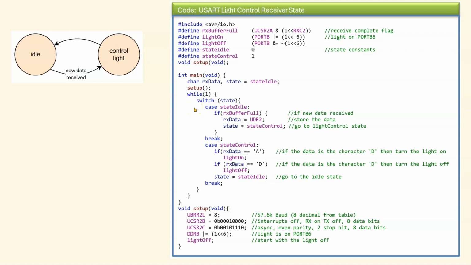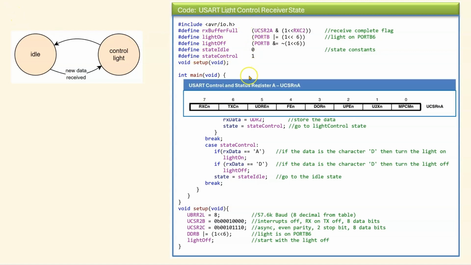Looking at the register setup, first off we'll look at receive buffer full. So that's looking at the USART control and status register A, and we are looking at bit 7, which is the receive complete. That means it's received new data.